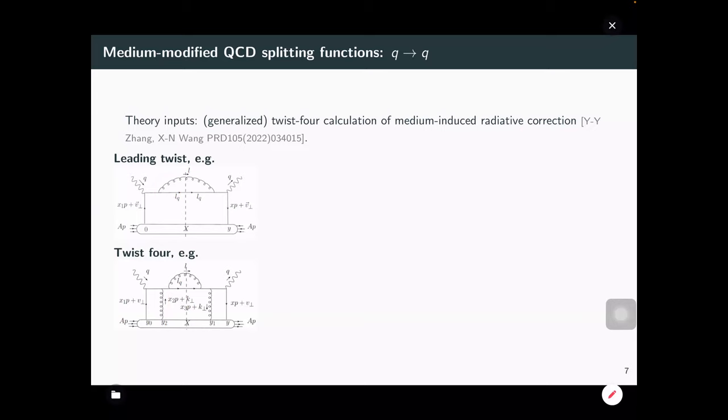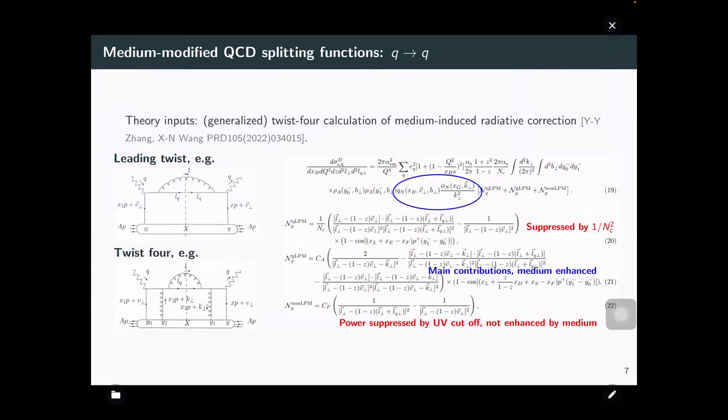Recently, this has been restudied by Yu-Yuan Zhang and Xin-Nian Wang in one of their papers, and they obtained a so-called generalized twist-four calculation for these medium-induced corrections. It comes with a fairly complicated form, but we will not use this full form. We will make some approximations. First of all, we will drop terms that are power suppressed by large N_C in the large N_C limit. We'll also drop those terms power suppressed by the UV cutoff, which are not enhanced by any size effect of the medium. We'll only keep the main contributions that are actually medium enhanced in a large nucleus.